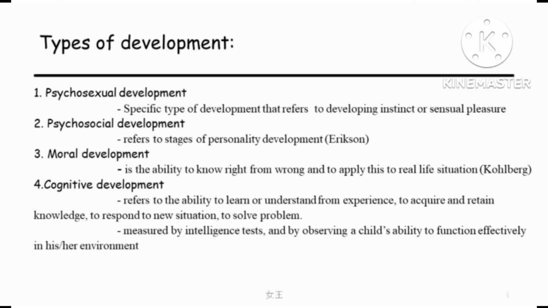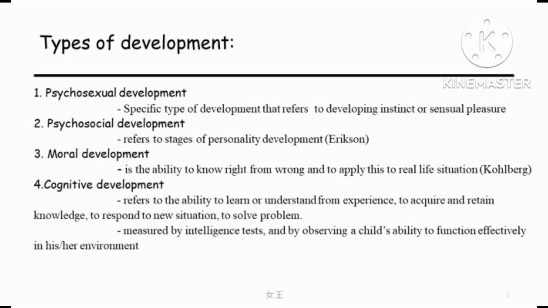The third one is the moral development. It is the ability to know right from wrong and to apply this to real-life situations. Kohlberg: very young children's thinking is based on how an action affected them or what the results of an action were. For example, young children will say that when trying to reach a forbidden cookie jar, breaking 10 cups is worse than breaking one. They also recognize the sanctity of rules.